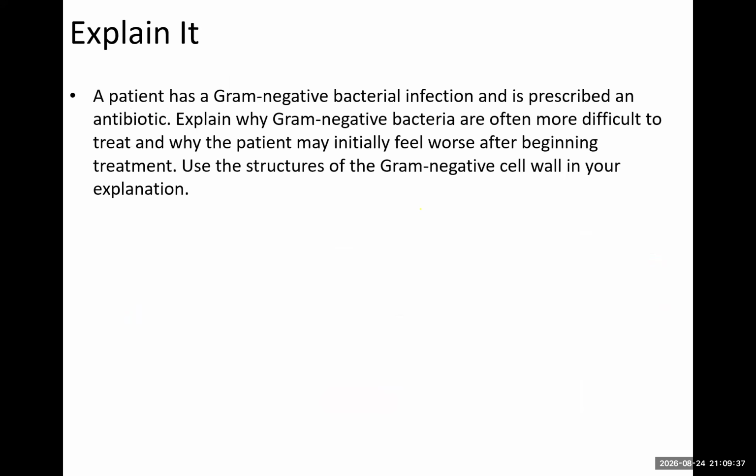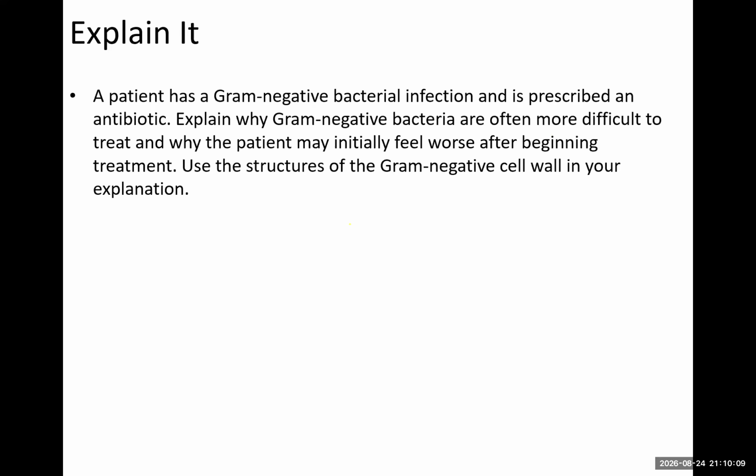All right, so we're going to wrap up this video with a quick explain it. So a patient has a gram-negative bacterial infection and is prescribed an antibiotic. Explain why gram-negative bacteria are often more difficult to treat and why the patient may feel worse before actually getting better. So at the beginning of treatment, they would feel worse. Use the structures of the gram-negative cell wall in your explanation.